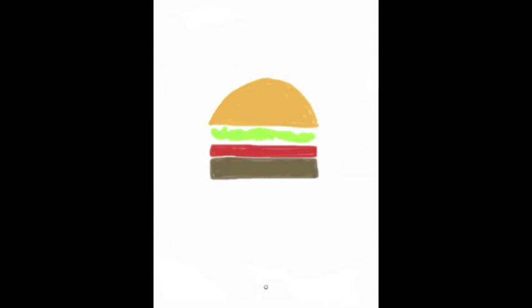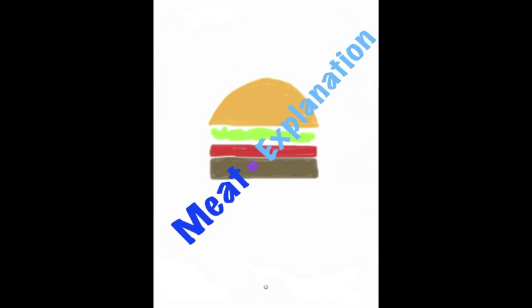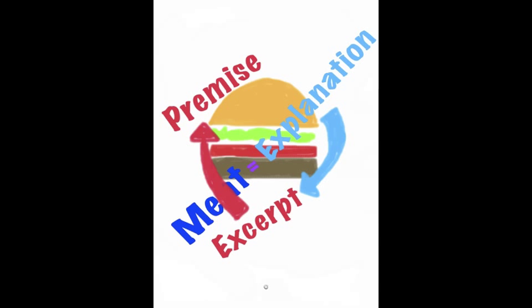The third piece of the hamburger is the meat. In a way, the meat is the most important part. It is the explanation. The point of the explanation is to explain how the excerpt ties into the premise, which, as I said earlier, supports the thesis. Without this step, the entire paper makes no sense.